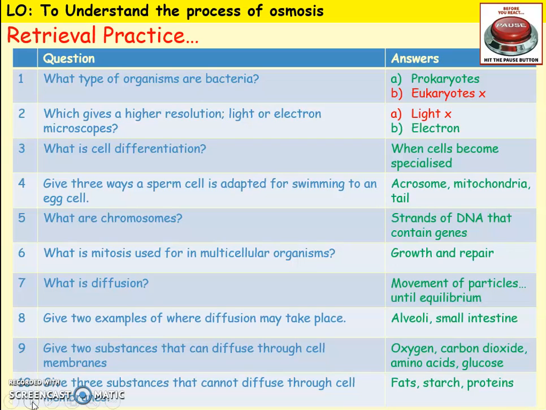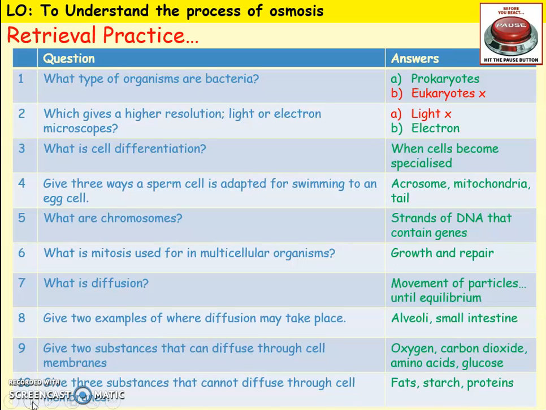Chromosomes are strands of DNA that contain genes. We have 46 chromosomes or 23 pairs in a human. Mitosis is used for growth and repair. Question 7. Diffusion is the movement of particles from a high concentration to a low concentration until we reach equilibrium, where all of the particles are equally distributed around the space. Question 8. 2 examples where diffusion may take place. Now, you've probably come up with lots of different ones, but the 2 I came up with are alveoli in the lungs and the small intestine during digestion.